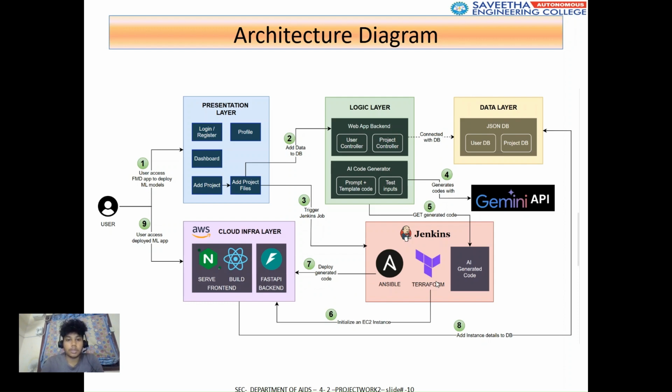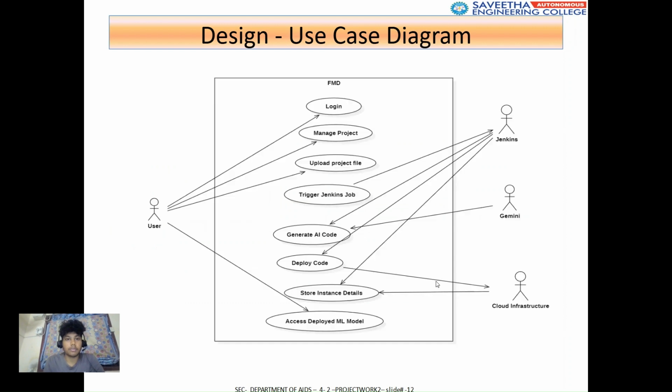Then we use Ansible to build our particular websites based on the code from AI. Ansible is software that is used to automate things on remote systems, etc. Once Ansible completes the deployment, it will check, and the details of the instance will be added to the DB. Once added to the DB, it will be reflected to the user, and the user can easily access their ML models. And this is our use case diagram.